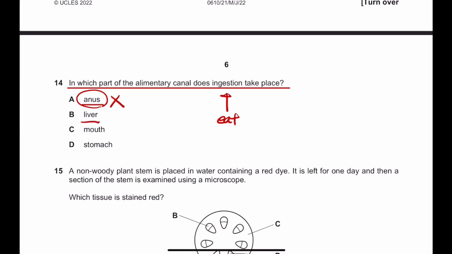Liver, of course not. Mouth, yes. We take food using our mouth, right? So C is the answer for this one. Stomach, that's where the food molecules go in. So D is not the answer. And okay, A is certainly not the answer. Okay, C is the answer for this question. All right. Okay, thanks, guys.